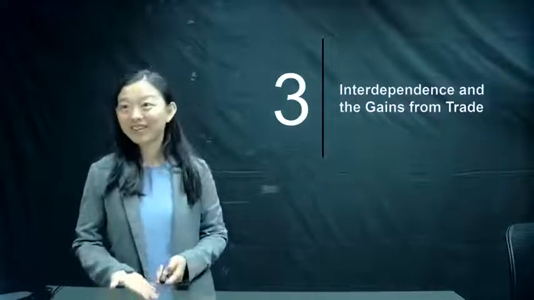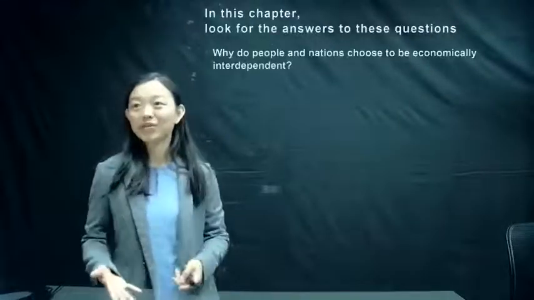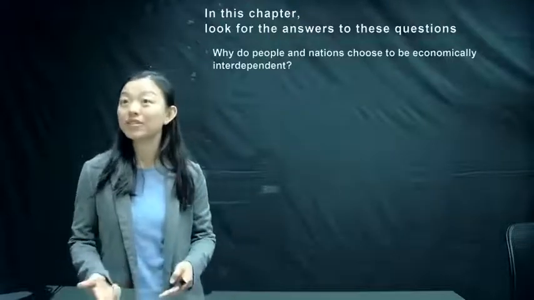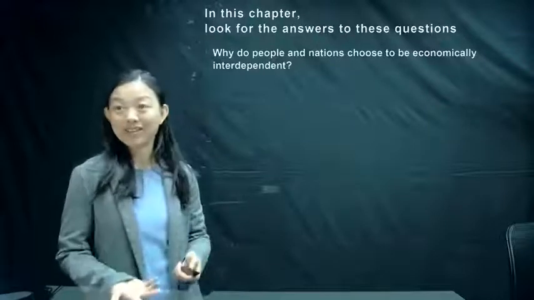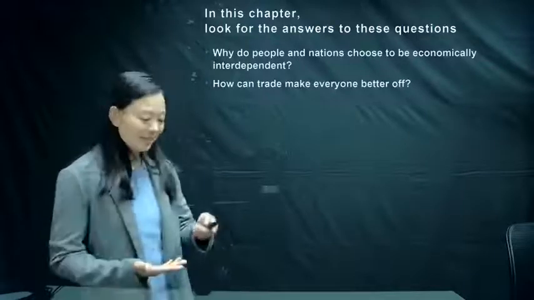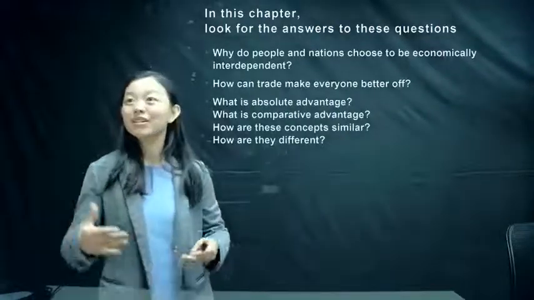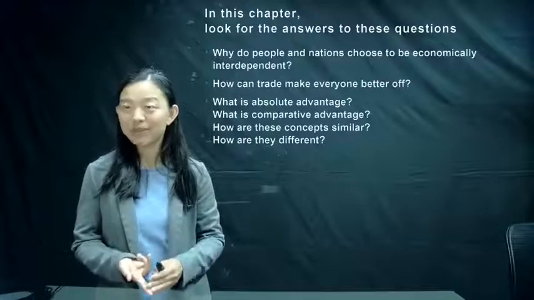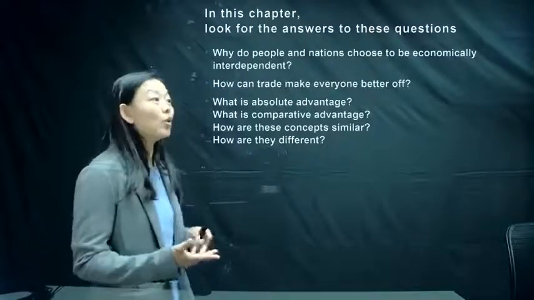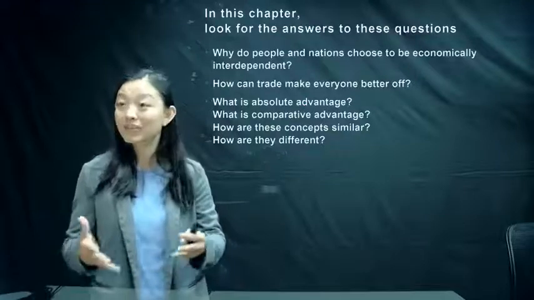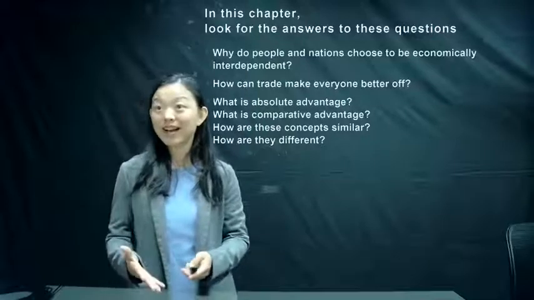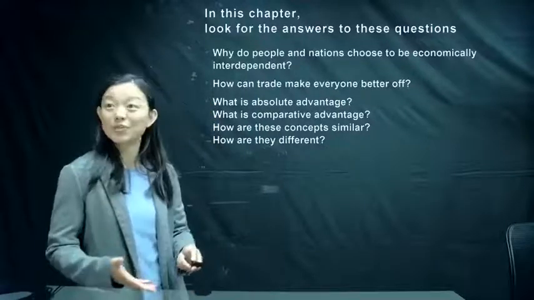So first, let's look at what we learned in this chapter. In this chapter, we try to find the answers to a couple of questions. The first one will be, why do people or nations choose to be economically interdependent? And then we would like to talk about how trade can make people better off. And then we'll move on to several important advantages in this chapter. One is absolute advantage, and then we'd like to talk about comparative advantage. We also would like to talk about how these concepts are similar and how they are different. Okay, so those are the questions we try to answer in this chapter. Now let's first move on to the first one.